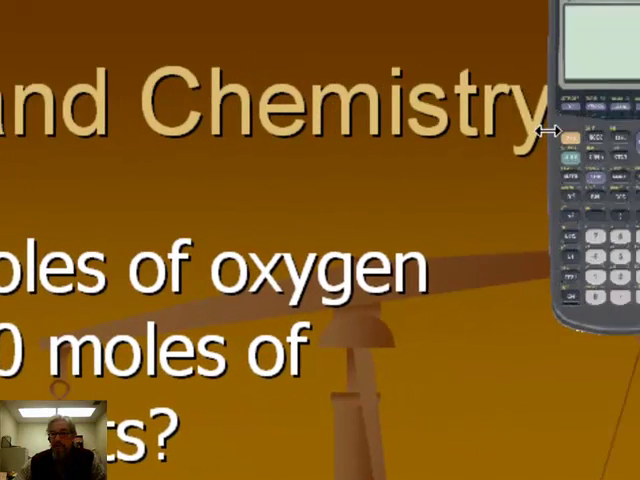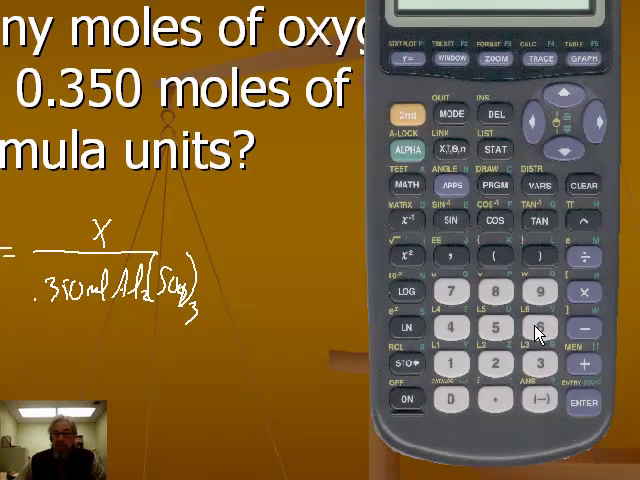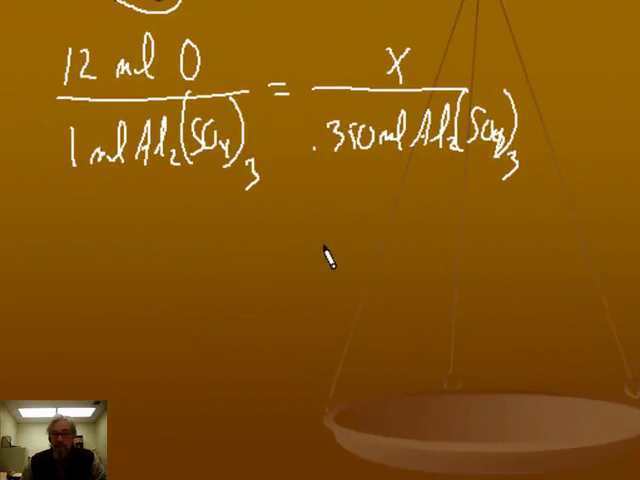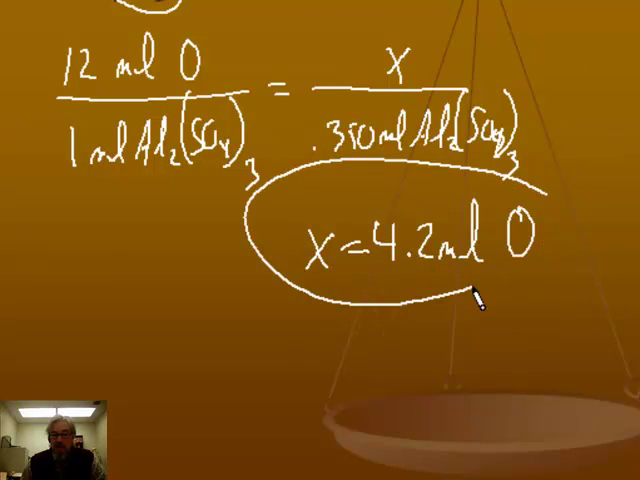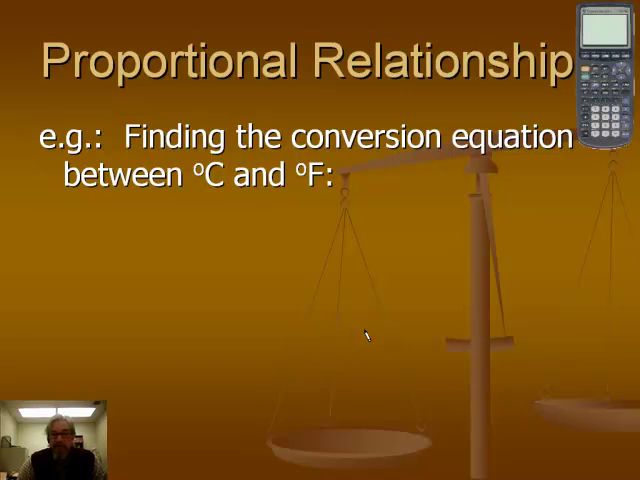Let's do the arithmetic. 0.350 times 12 divided by 1. Well, I don't have to divide by 1. I know that's going to turn out to be the same number. So this is telling me X is equal to 4.2 moles of O. Cross multiply and divide. The relationship between two linear relationships is itself linear. And this shows an interesting way that scientists can use linear relationships to describe things and make predictions about physical quantities. The conversion equation between Celsius degrees and Fahrenheit degrees.